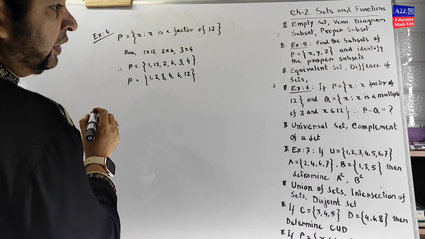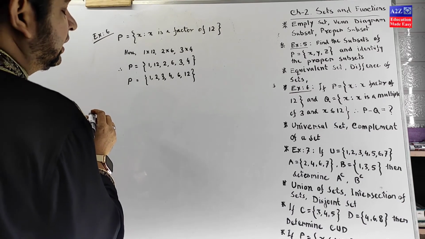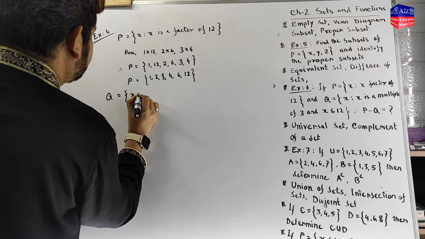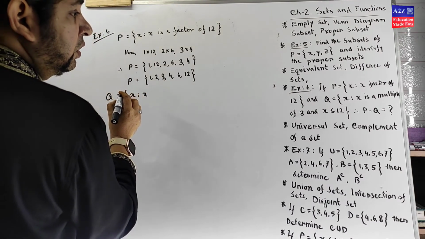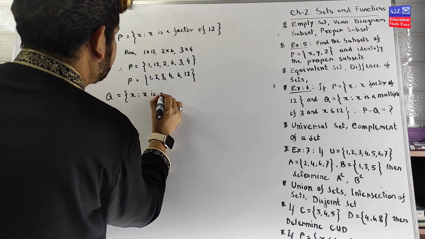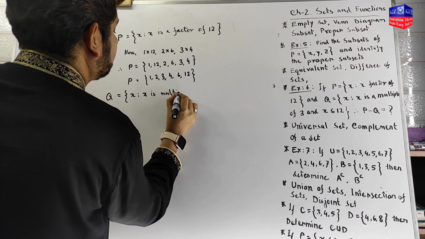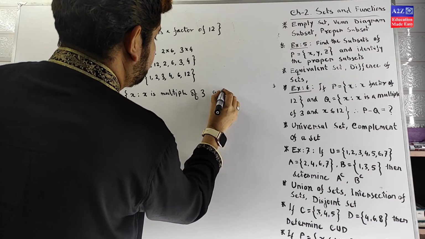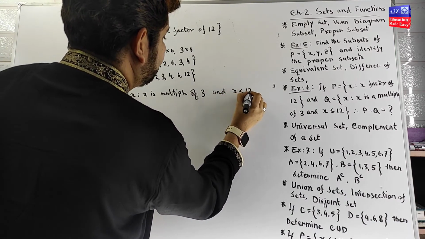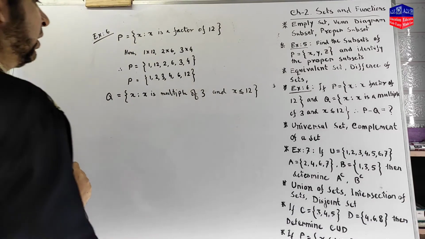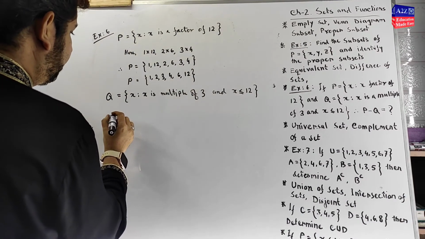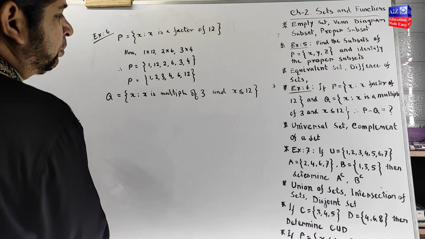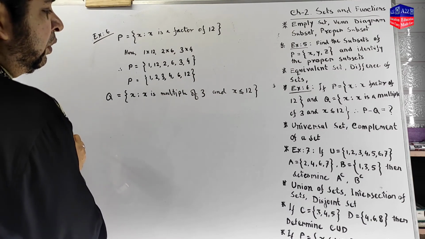So I also have to find out the detailed properties of the set Q. Q is given as a set of elements X such that X is a multiple of 3 and X is less than or equal to 12. So there are two properties. As per the first property, X is a multiple of 3, and as per the second property, X is less than or equal to 12.